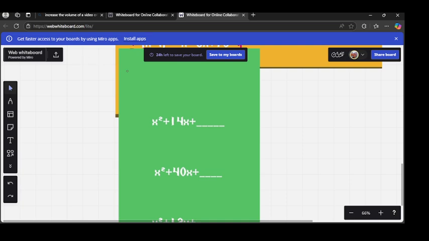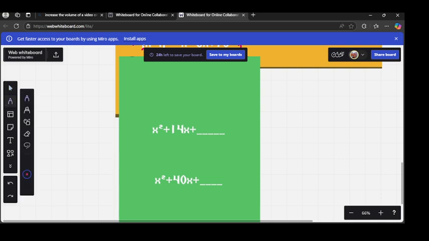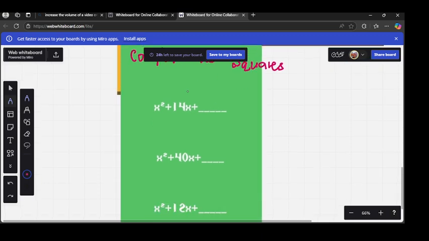Now we are going to complete the squares. We are going to complete the squares here. So I have x squared minus 14x plus dash. What will you add here to make this a perfect square? What should you add here?